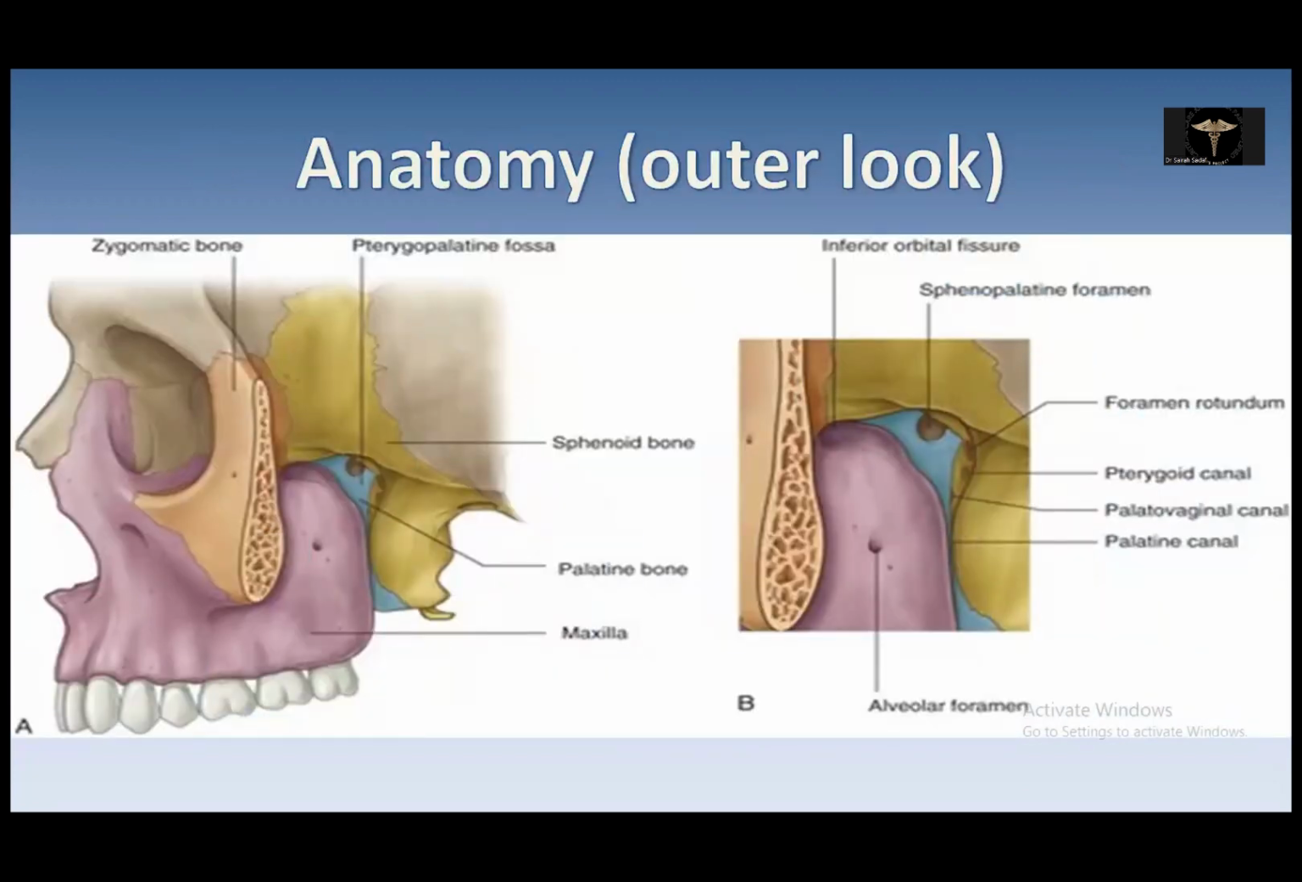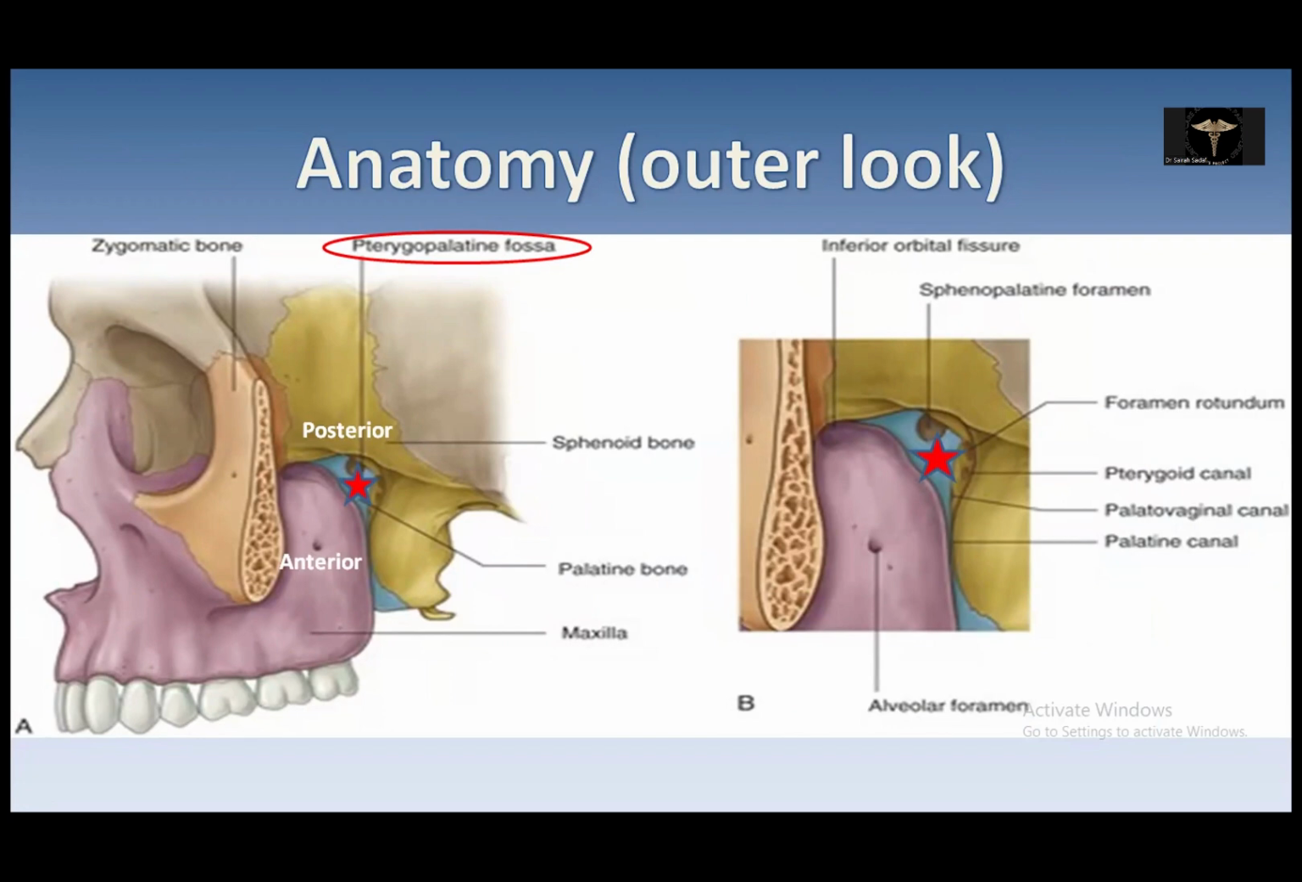So let's have a look at the outer anatomy. This is the pterygopalatine fossa. As you can see, my cursor is here. And this is the red star. This is the sphenopalatine ganglion.